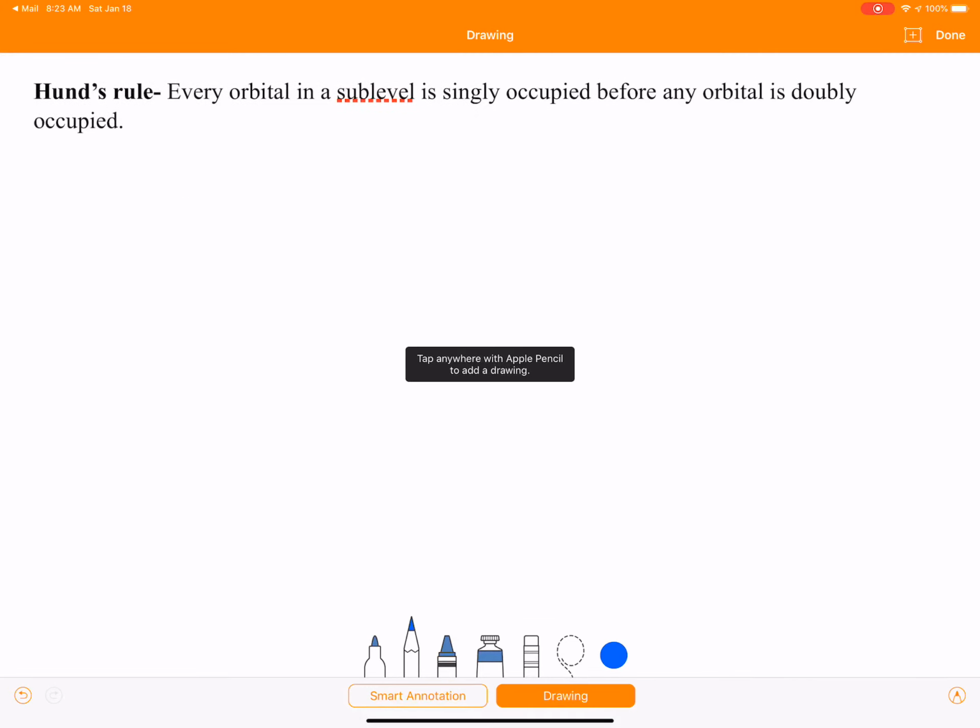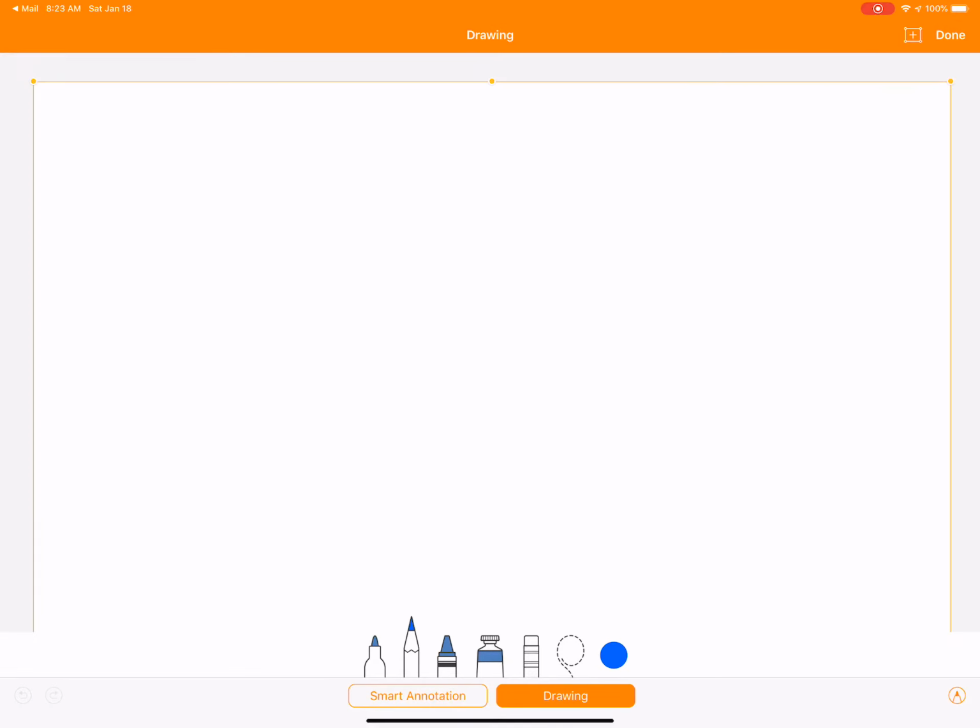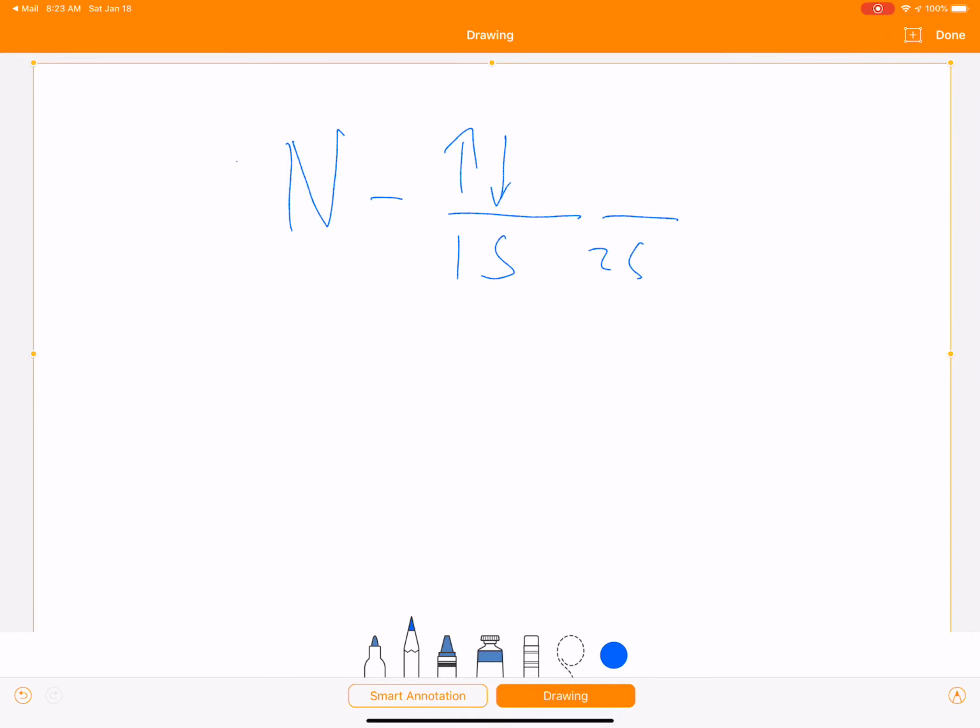And our last rule is Hund's rule. And that states that every orbital in a sublevel is singly occupied before any orbital is doubly occupied. So, what do I mean by this? It's pretty simple. It means that, let's say we were drawing the electron configuration for nitrogen. We would get our 1s subshell filled, our 2s subshell filled, and our 2p subshell filled. Now it's the third one in, so we're going to have 3 arrows.